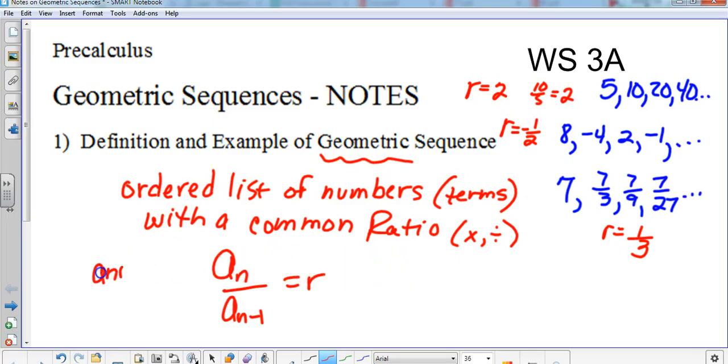Okay, any term divided by the previous term should give you the ratio. That's kind of messy. Got it?